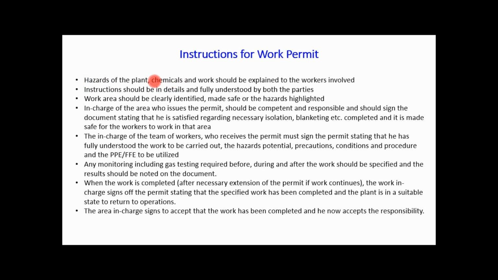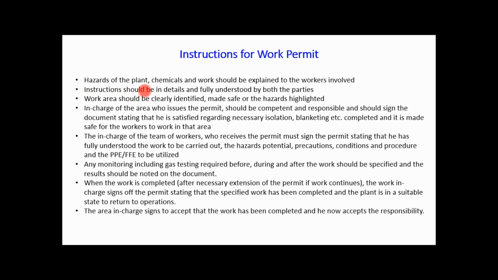Suppose there is a chemical company which already has different storage tanks of hydrogen, LPG, chlorine, benzene derivatives, etc. Then we have to identify these types of hazards, and all these hazards and their adverse effects should be explained to the worker who is going to work in that area.